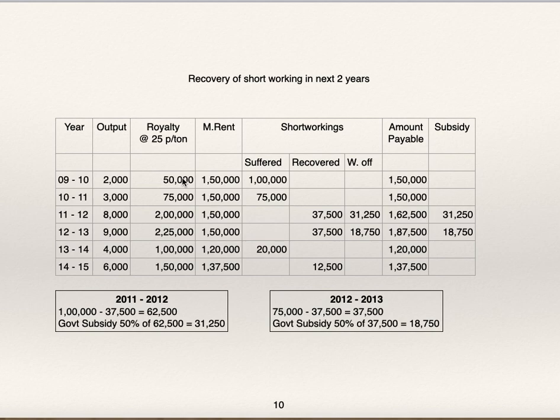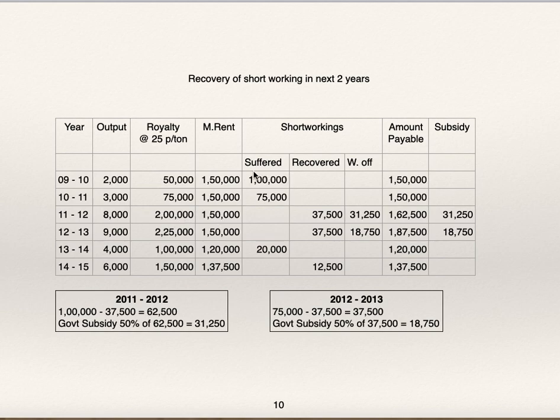First year, royalty is 50,000, minimum rent is 1,50,000, minimum rent is more. So amount payable is 1,50,000. He has suffered 1 lakh. When minimum rent is more than royalty, the difference is known as short working. For the year 10-11, royalty is 75,000, minimum rent is 1,50,000. So short working is 75,000. For the year 11-12, royalty is 2 lakhs, minimum rent is 1,50,000, difference is 50,000.